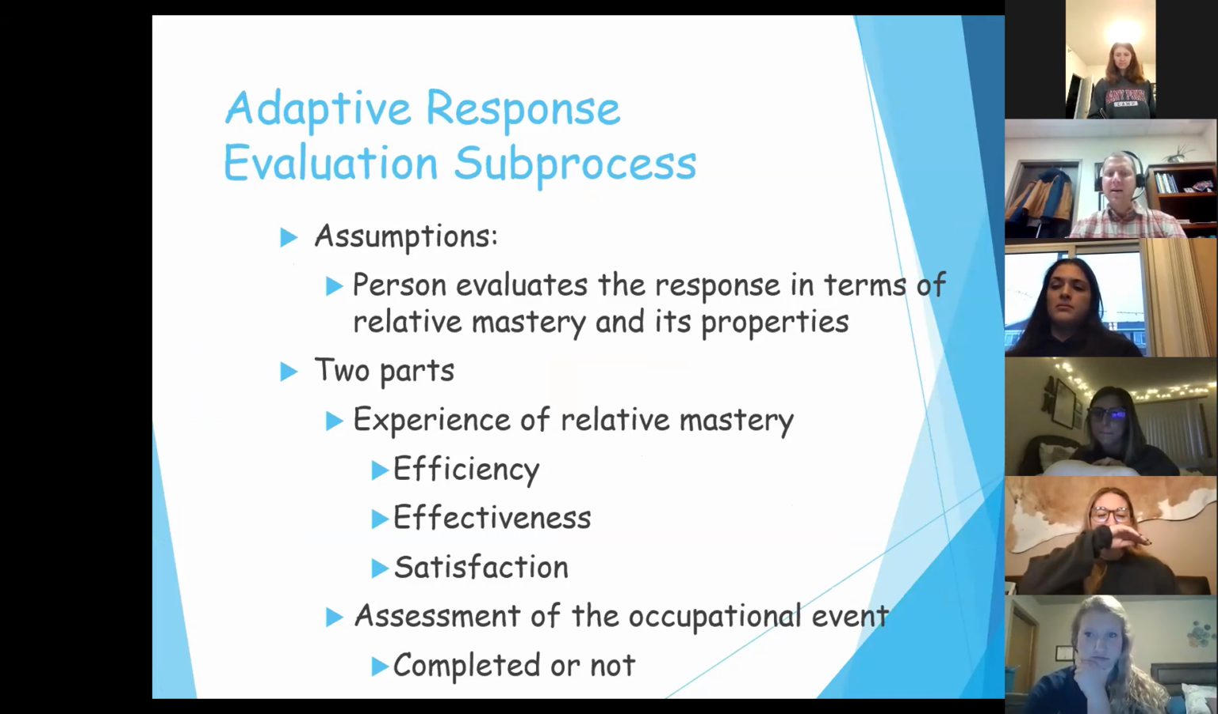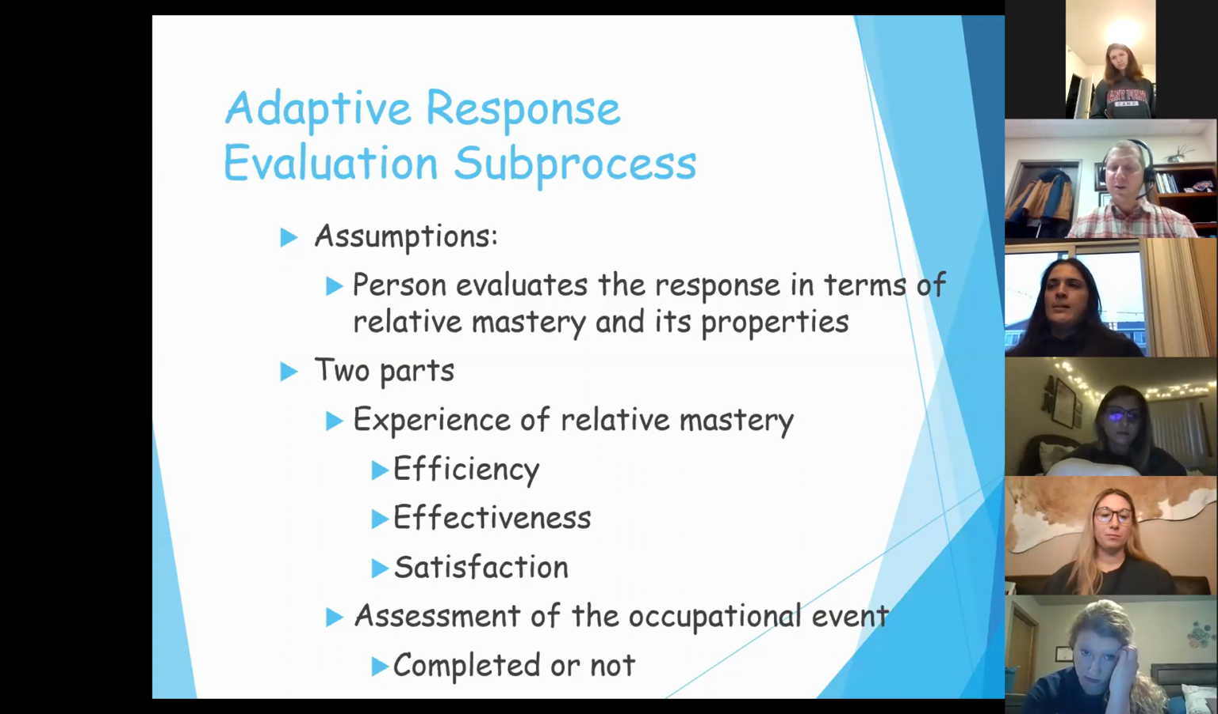And so again, they're assessing the occupational event, did they complete it or not? And then they're assessing their experience of mastery. So in order to have relative mastery, are they efficient, effective, and satisfied?